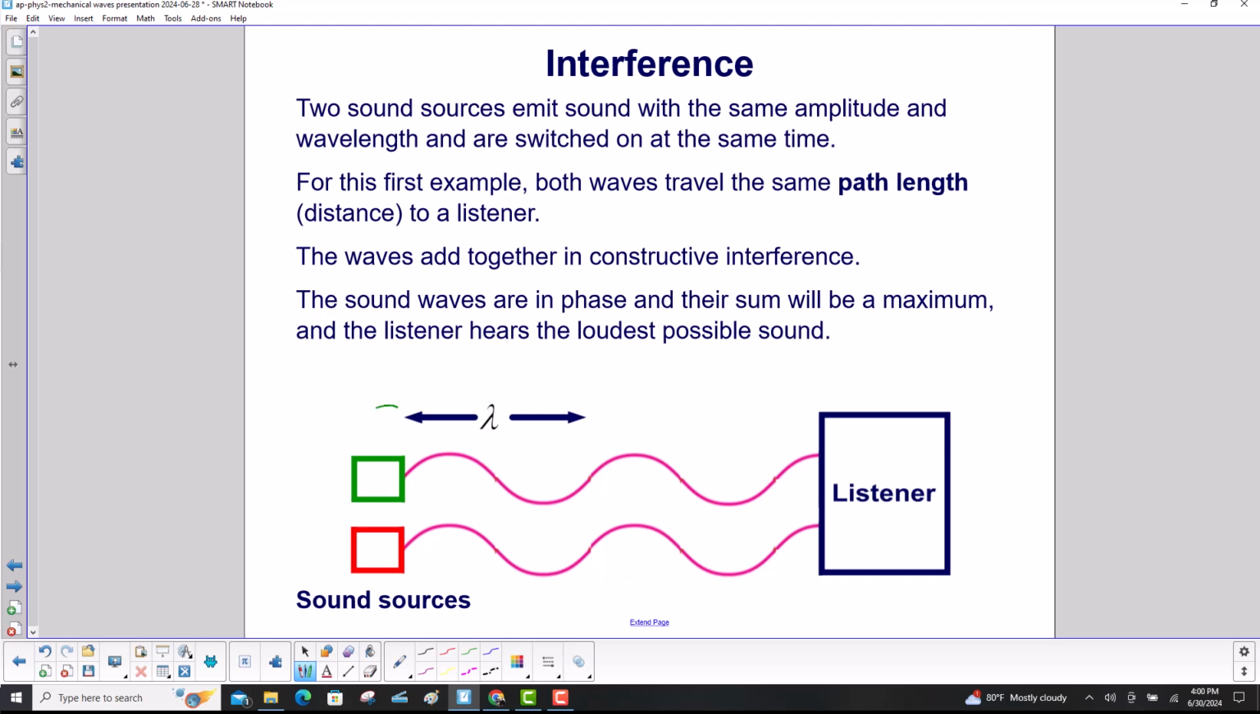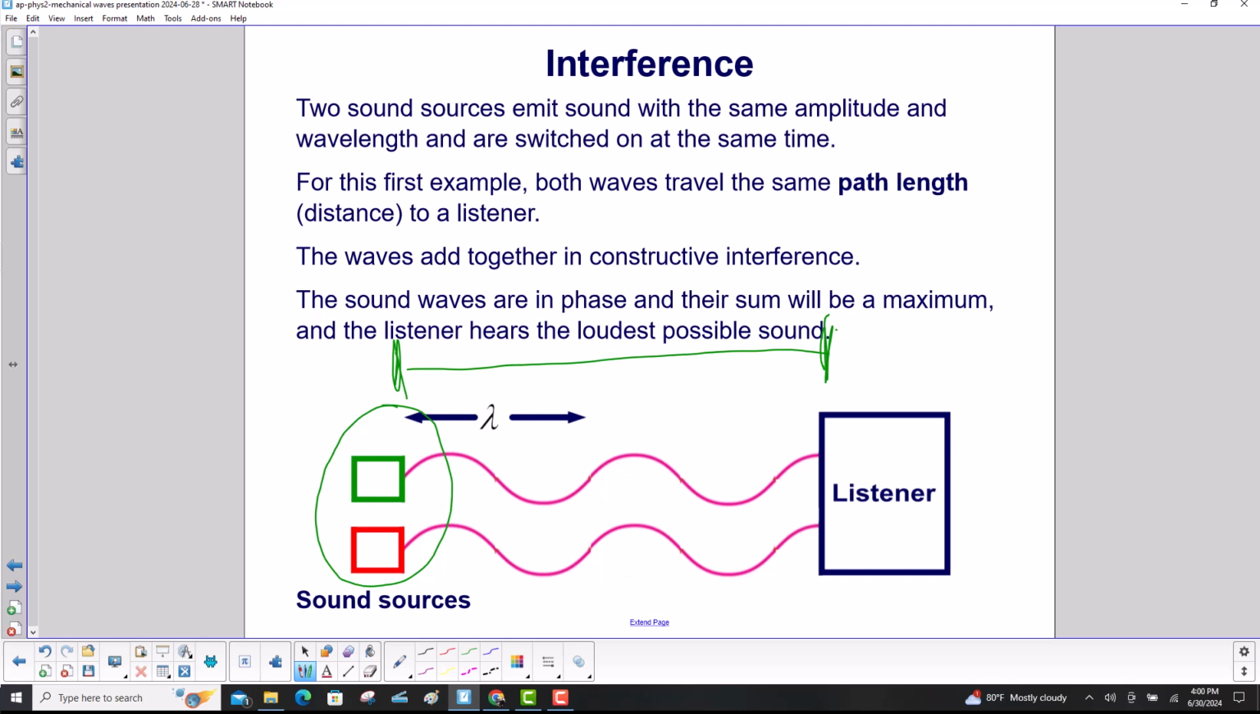2 sound sources, over here, red and green, emit sound with the same amplitude and wavelength and are switched on at the same time. For this first example, both waves travel the same path length, which is the distance to a listener. So that would be from here to here, where our listener is. The waves add together in constructive interference.